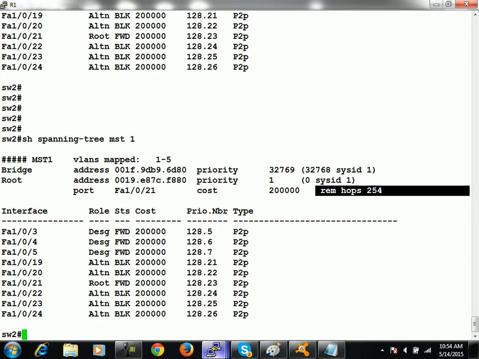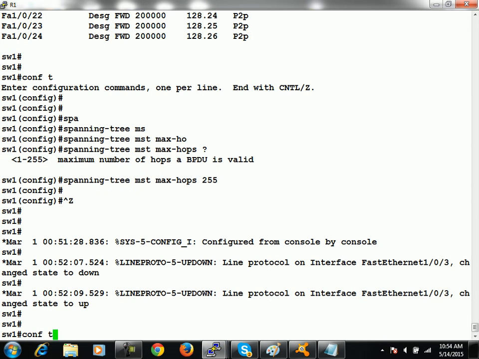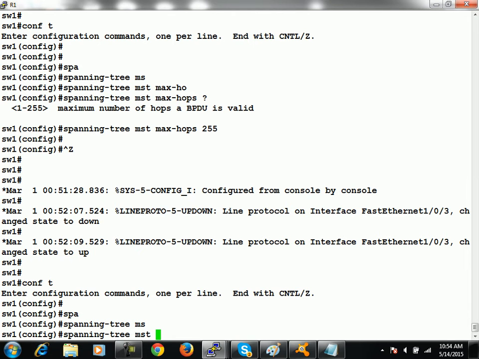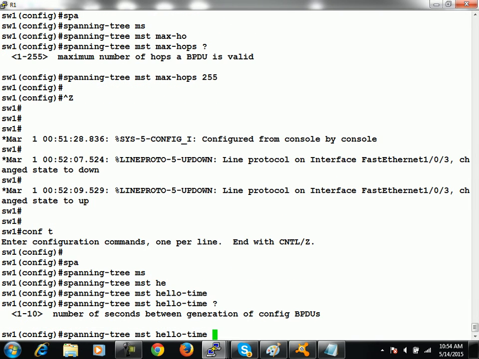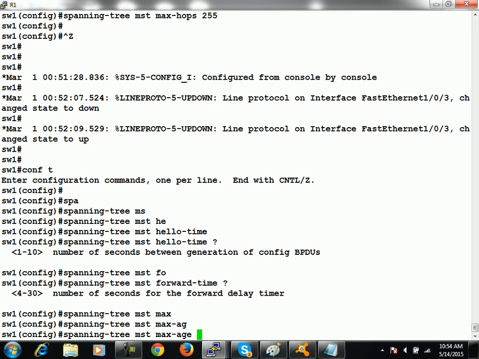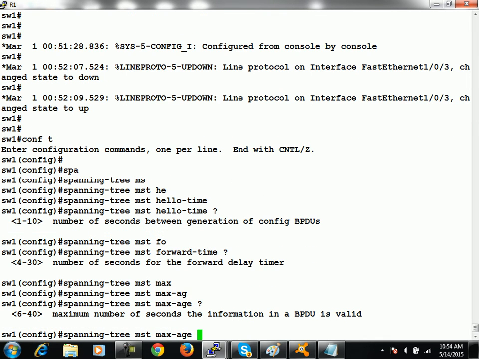Fine. Then after, let's talk about how to change its timers. So the command would be spanning tree MST hello time and then your hello interval. If you want to modify its forward delay timer, then say forward time and then the forward delay timer. Then if you want to change its max age timer, then say max age and then the max age timer. So in this way you can manipulate its timers as well according to your requirement. However, it is always recommended not to modify STP timers.